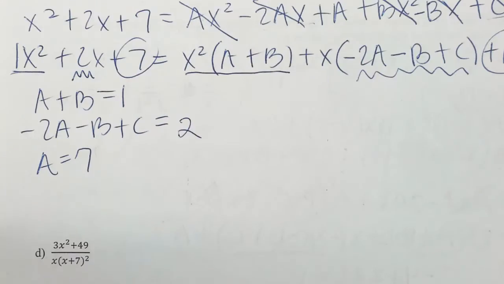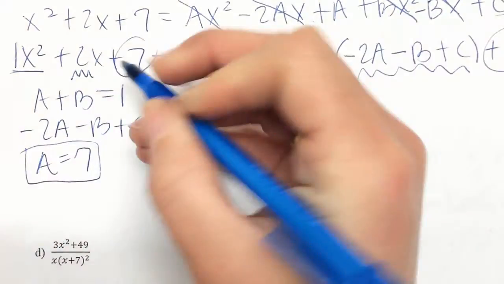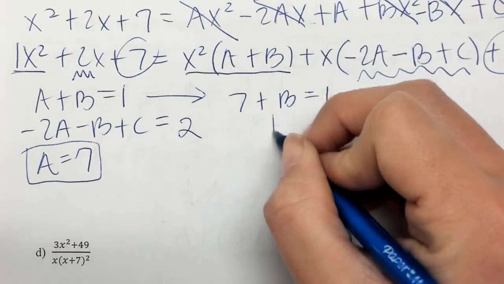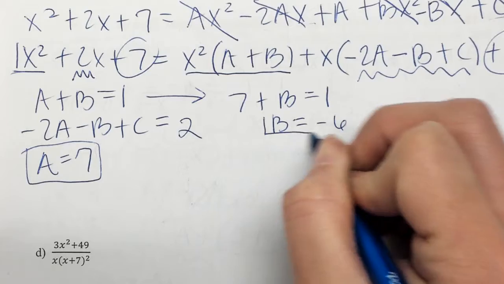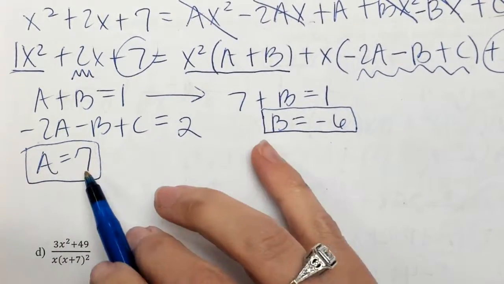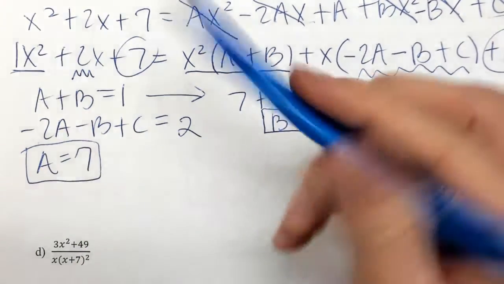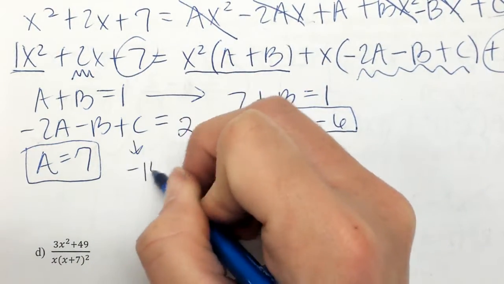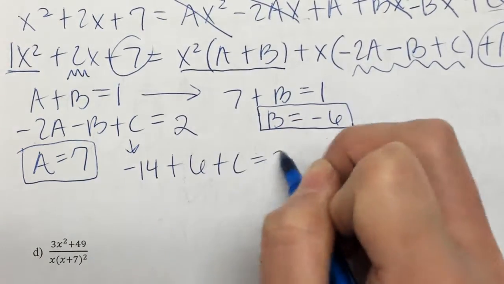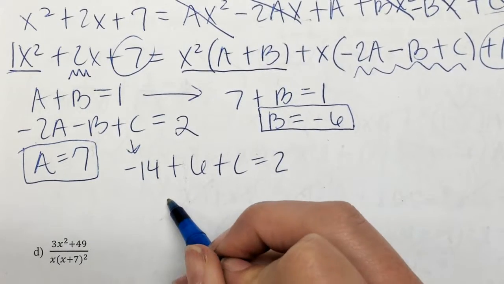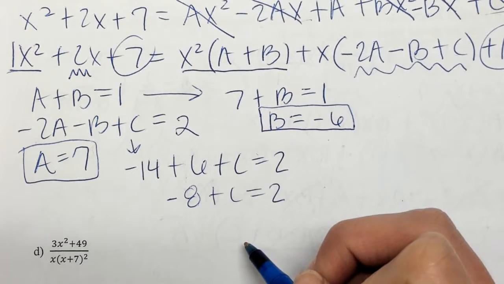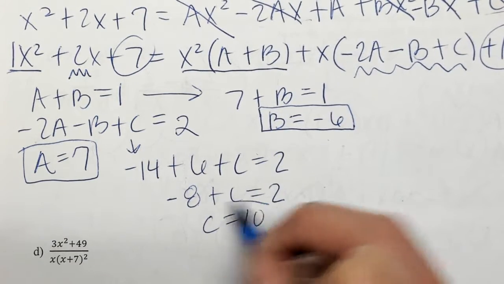What could I plug 7 in? The top equation. So I'll have 7 plus b equals 1. So I subtract 7 and get negative 6. Good. Then I can plug both of these into what? This one. So what's negative 2 times a? Good. What is a negative 6 going to make? What is negative 14 plus 6? Negative 8. Good. And now so c is 10. Good.